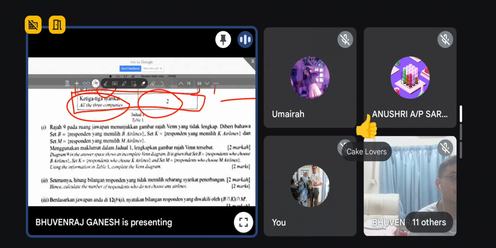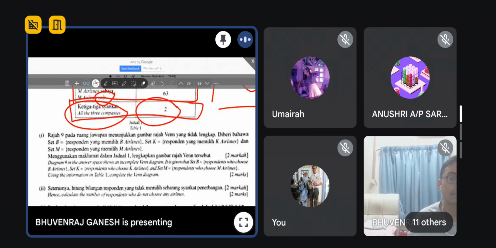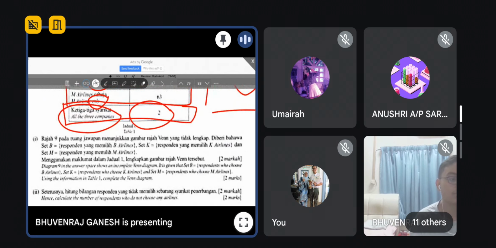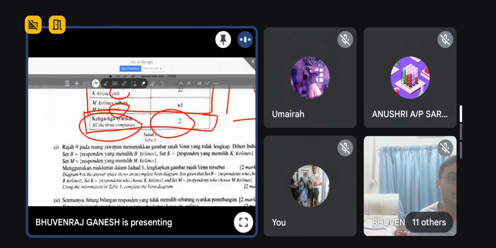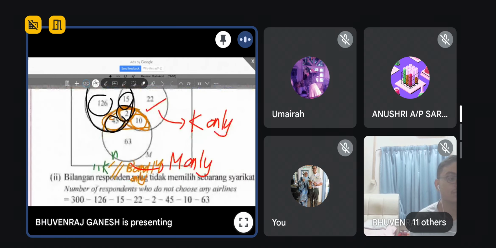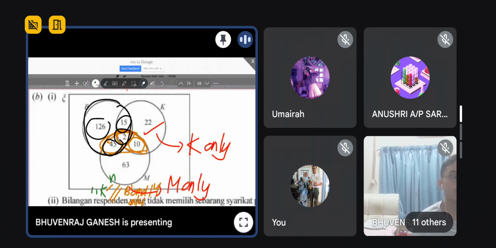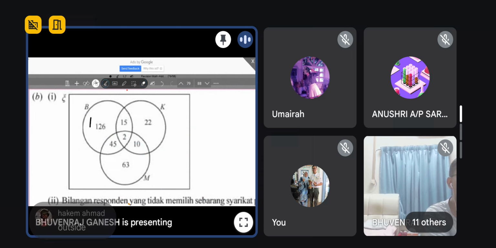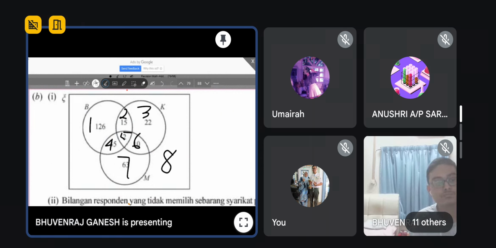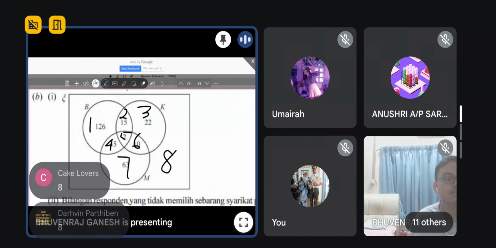Can? Okay, so second question, they tell you what is the number of respondents who do not choose any airline. Mereka tak pilih mana-mana penerbangan. So where will they be, guys? Can you tell me which region they will be at in the Venn diagram? They never choose anything. So I put some numbers for you. 1, 2, 3, 4, 5, 6, 7, 8. Which region? Yes, the outside one, correct.